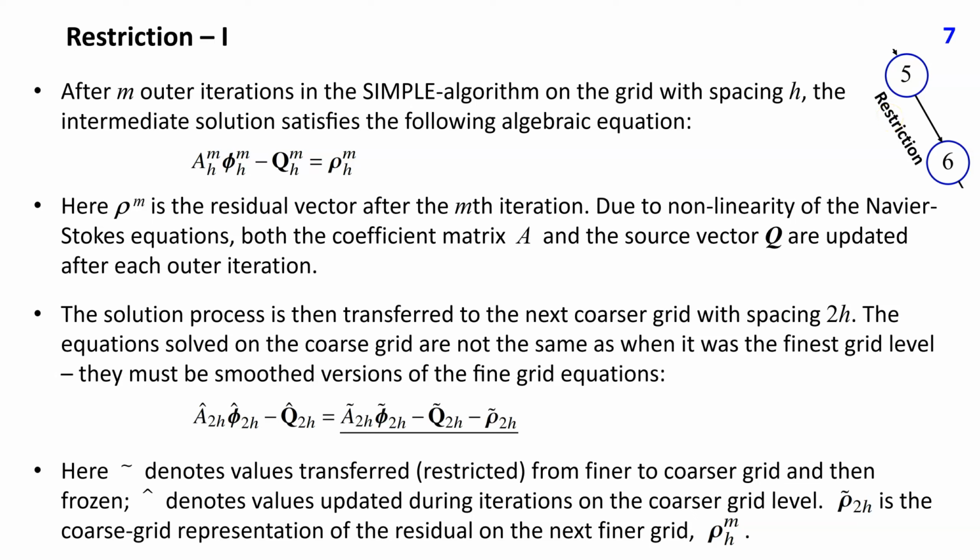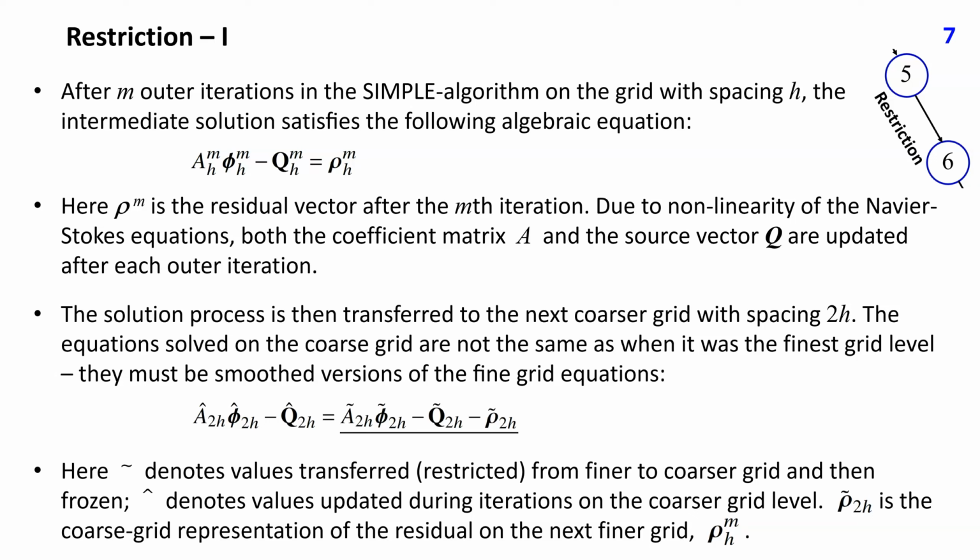Let us now have a look at the restriction process for a 2-grid V cycle in more detail. After m outer iterations in the simple algorithm on the grid with spacing h, the intermediate solution satisfies the following algebraic equation. Here, rho m is the residual vector after the mth iteration. Due to the nonlinearity of the Navier-Stokes equations, both the coefficient matrix A and the source vector Q are updated after each outer iteration. The solution process is then transferred to the next coarser grid with spacing 2h.